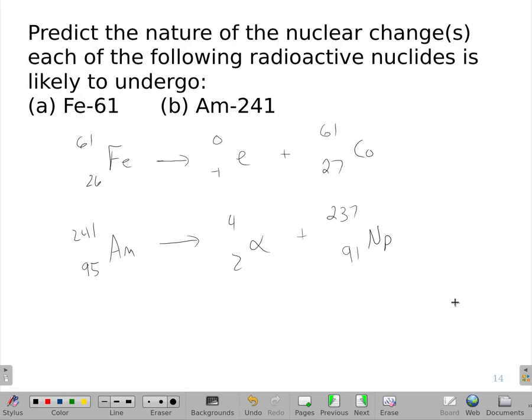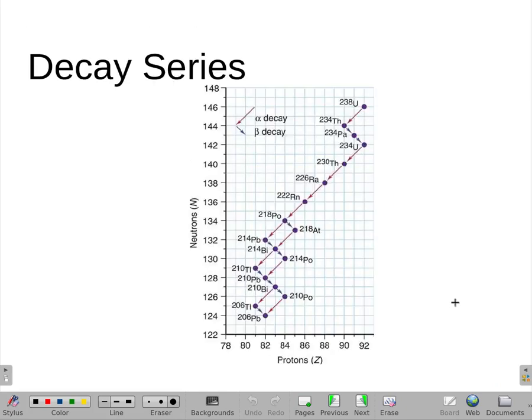Alright. That is by far some of the easiest stuff we've done in all this. We're just figuring out neutron rich or neutron poor, or if it's a number greater than 83, and then going from there. Alright, the next thing we're looking at is what these isotopes do.